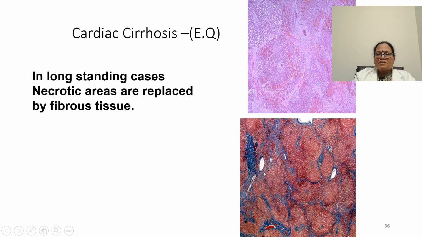Cardiac cirrhosis, you can expect this question. What is this? In long-standing cases, these necrotic areas are replaced by fibrous tissue. Okay, this is a special stain showing the fibrous tissue.